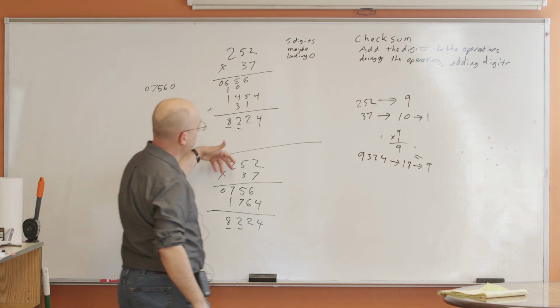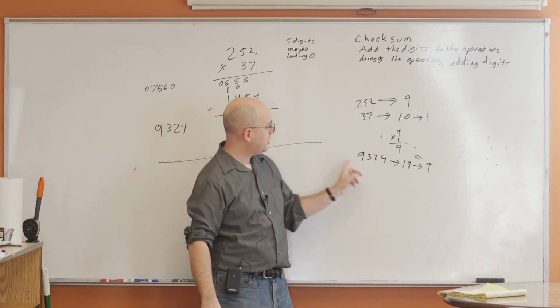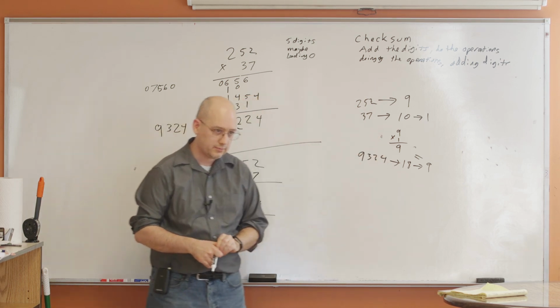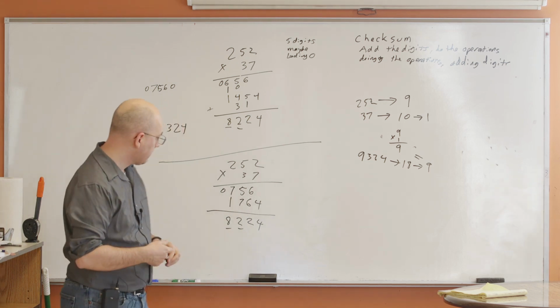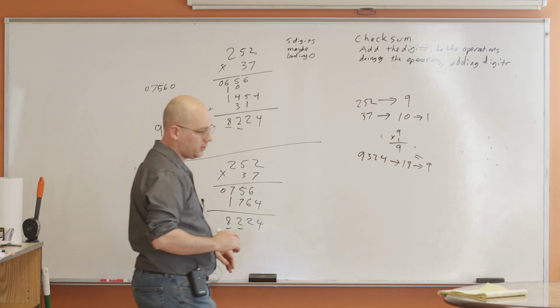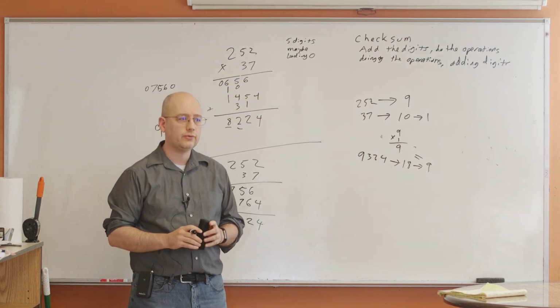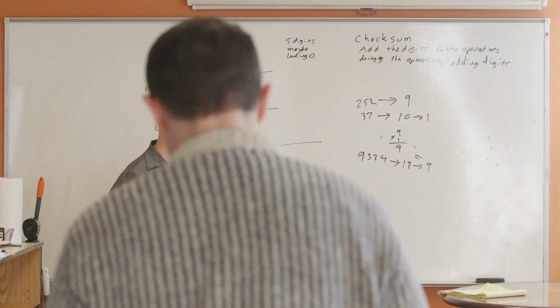So again, you can check it by adding up the digits and then doing the operation, and that should be the same as doing the operation and adding the digits. Okay. So it's a quick review of left to right arithmetic. Any questions? Okay.